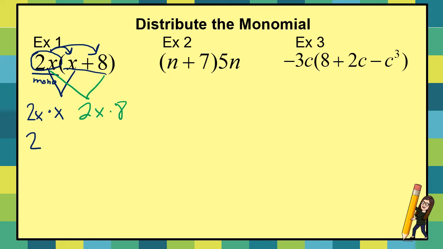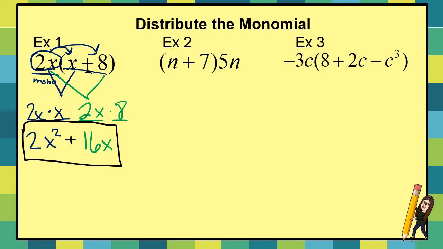So I've got a 2, x times x, careful, is x squared. I have a 2x times an 8. Well, let's see, the like terms that I can multiply are 2 times 8, so that's 16x. There's a plus sign in the middle of my binomial, so it's a positive, okay? So there would be my new polynomial.